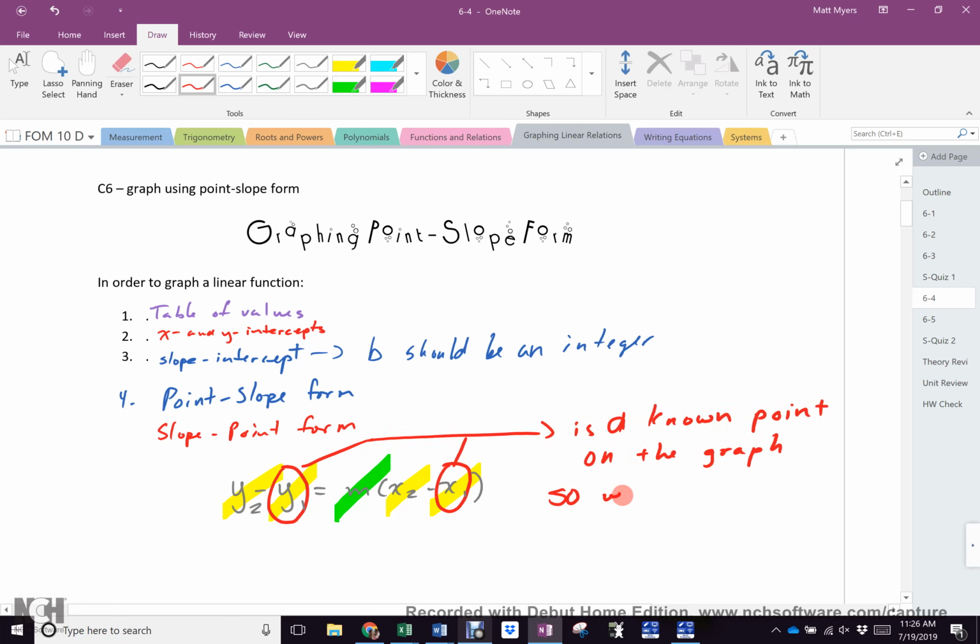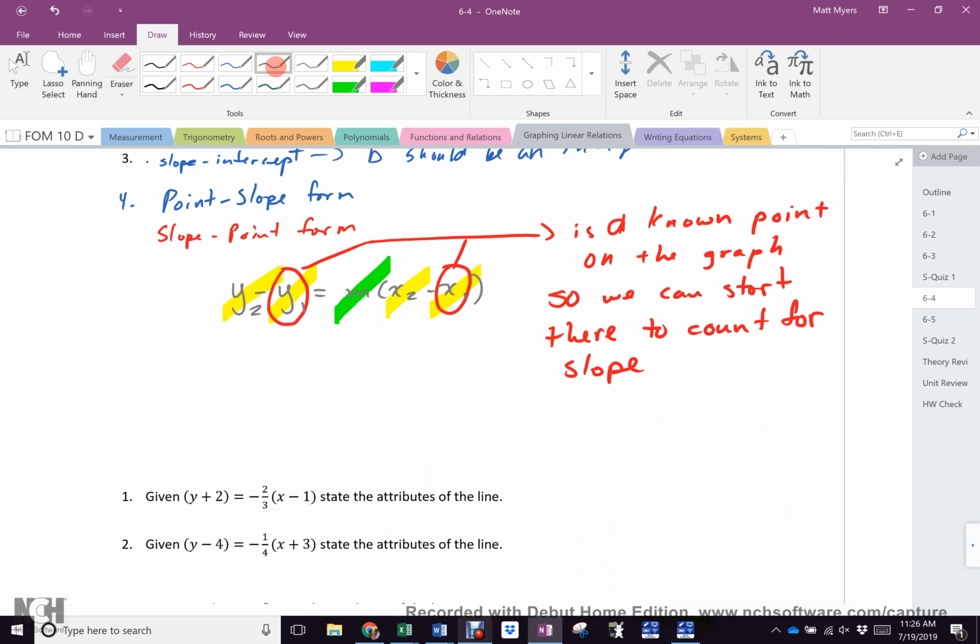So we can start there to count for slope. This point right here is where we start. Instead of the y-intercept, we start at that point. But it's a little snaky. All of you have seen this before, but I just want to remind you. y minus 3 equals 2(x minus 4).